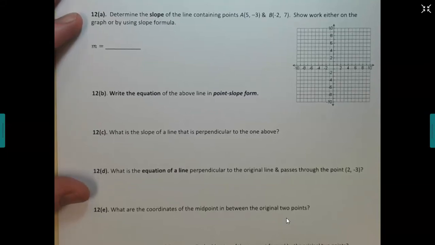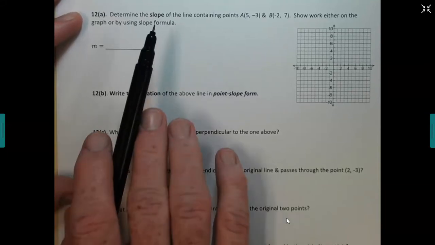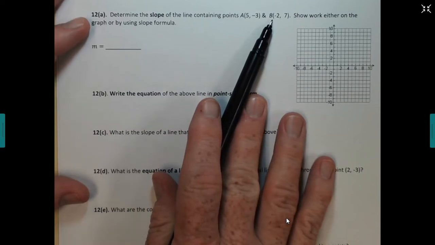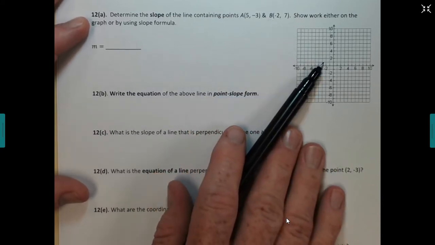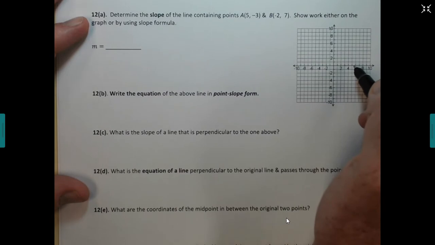Here we go, page 3. Determine the slope of a line that has these points. I've got a couple options. Provided a graph. Slope is a little bit easier if I go on a graph. Go to the right 5, down 3.